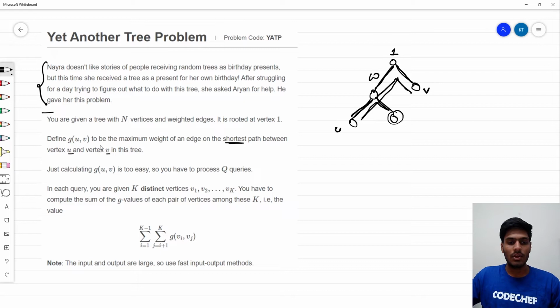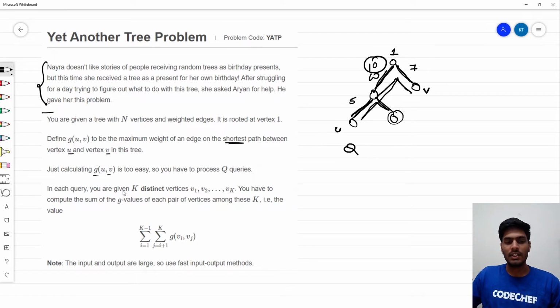Now g(u, v) gives us the maximum weight on this path. So let's say here it's 5, here it's 10, here it's 7. So we have to output 10 since it was the edge with the maximum weight in the shortest path. So it is saying that just calculating g(u, v) is too easy, well, which is. So you have to process Q queries.